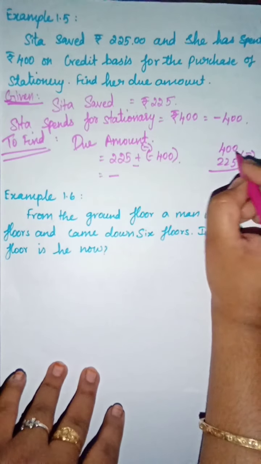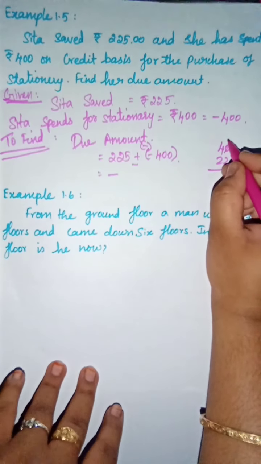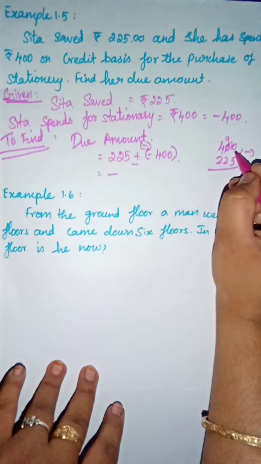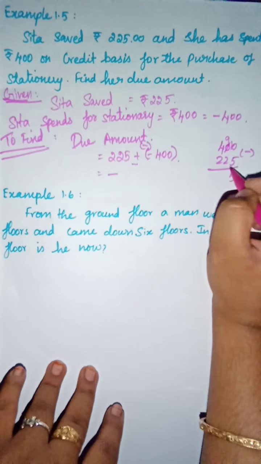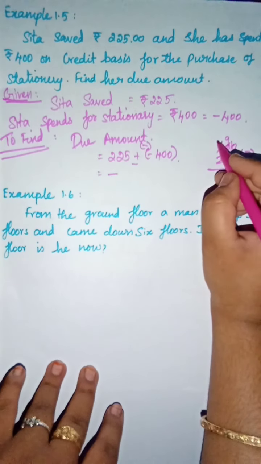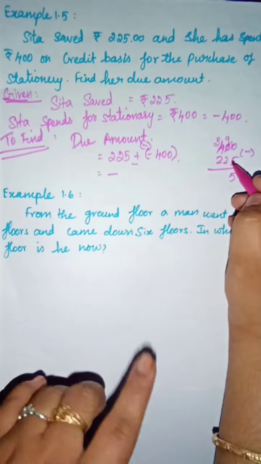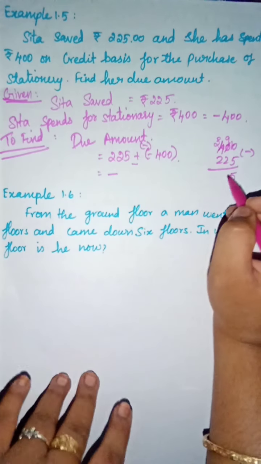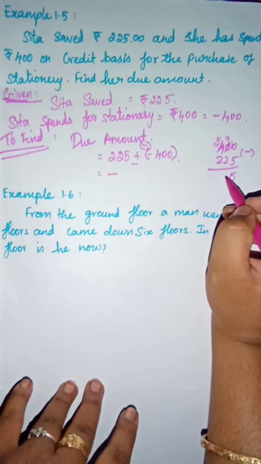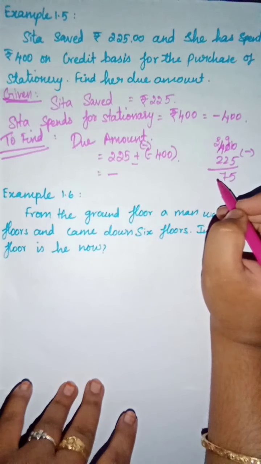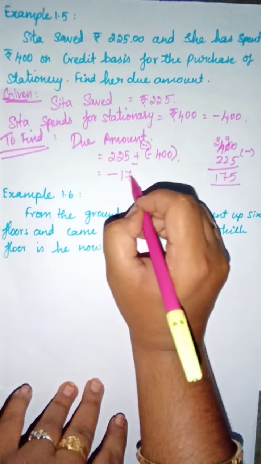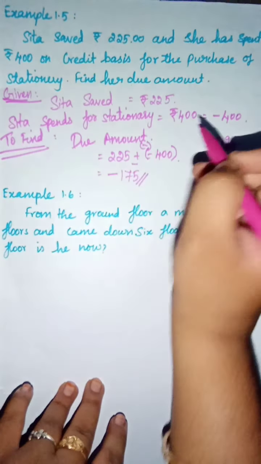We cannot subtract directly, so we have to borrow from here. So here it should be 5 and here it should be converted to 3. So our answer is 9 minus 2 is 7. Then 3 minus 2 is 1. So minus 175 will be our due amount.